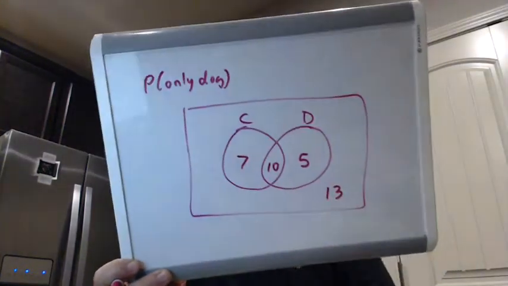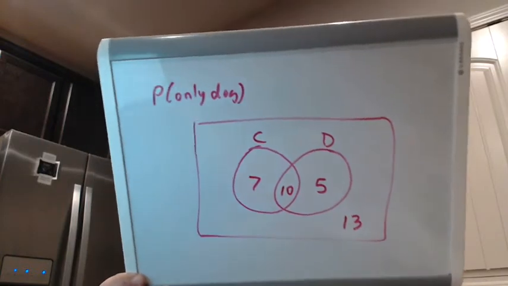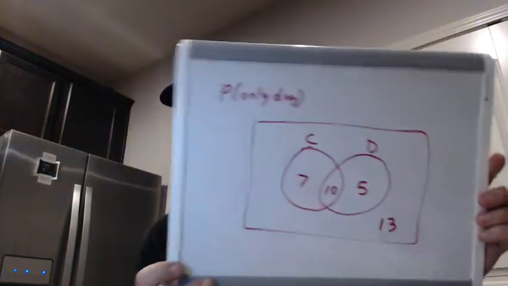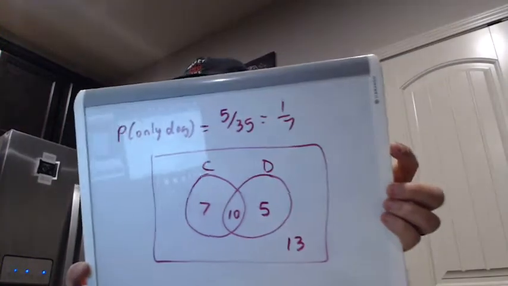The next question says, what's the probability you randomly select a student that's only a dog owner? How many people only own dogs? If you look at that, it's 5. So 5 out of 35, or we could say that's 1/7.